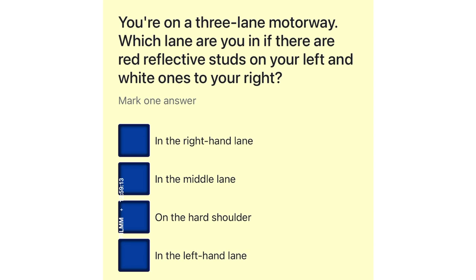You're on a 3-lane motorway. Which lane are you in if there are red reflective studs on your left and white ones to your right? In the right-hand lane. In the middle lane. On the hard shoulder. In the left-hand lane.